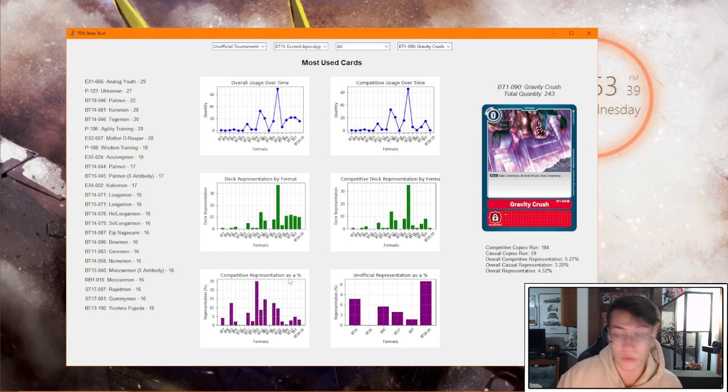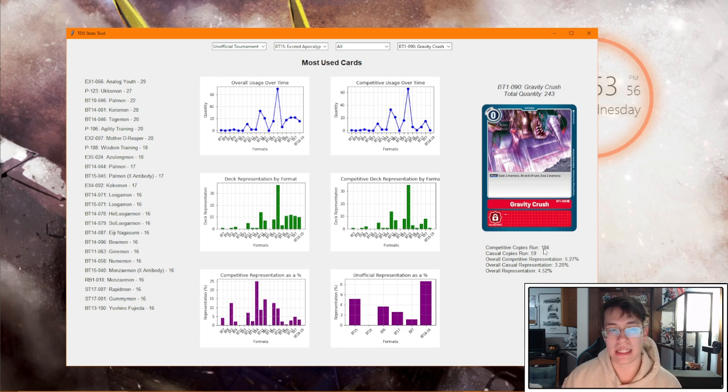That's what the stats tool is for. You find interesting information like that. And then the generated stats on the bottom right there, we have competitive copies run. That's the total number of copies run throughout regionals in our data set. Casual copies is the total number of copies run through locals. Again, that's going to be skewed a little bit.